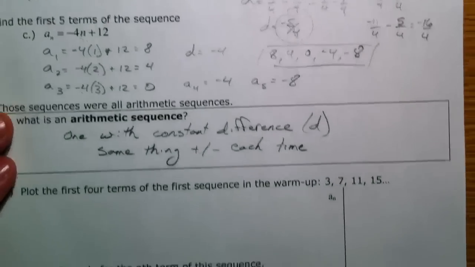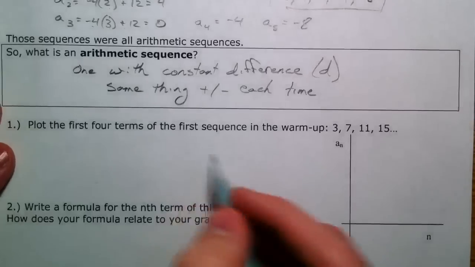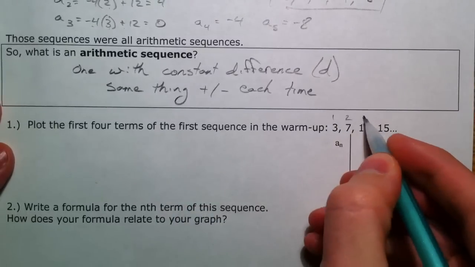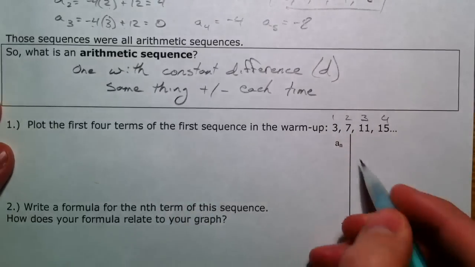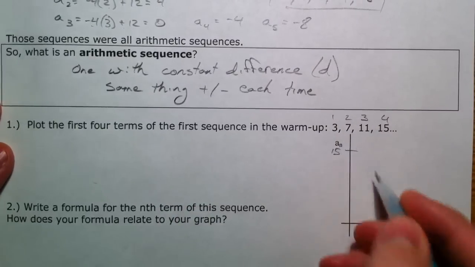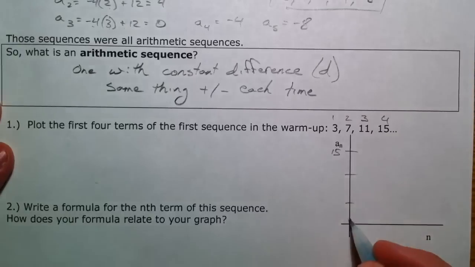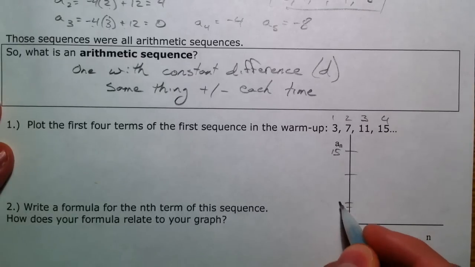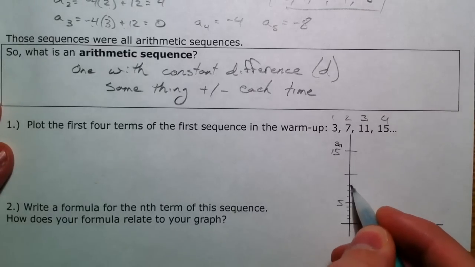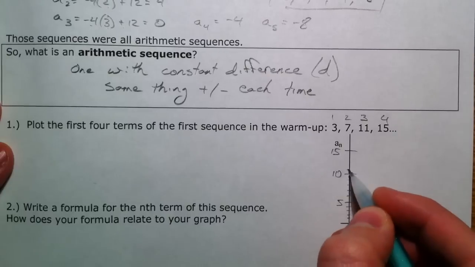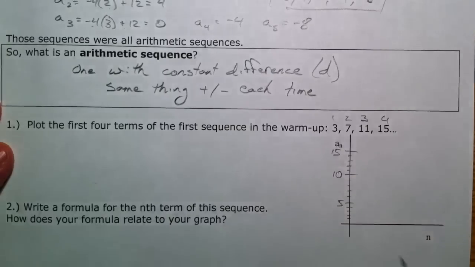So we can plot these. This is our first term, second term, third term, fourth term. And so if I got 15 up here, 5, 10... 1, 2, 3, 4, 5, 6, 7, 8, 9, 1, 2, 3, 4. Our first term is 3.